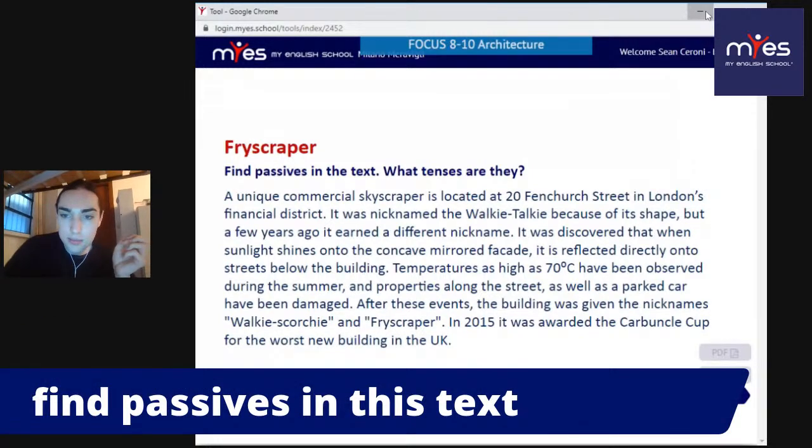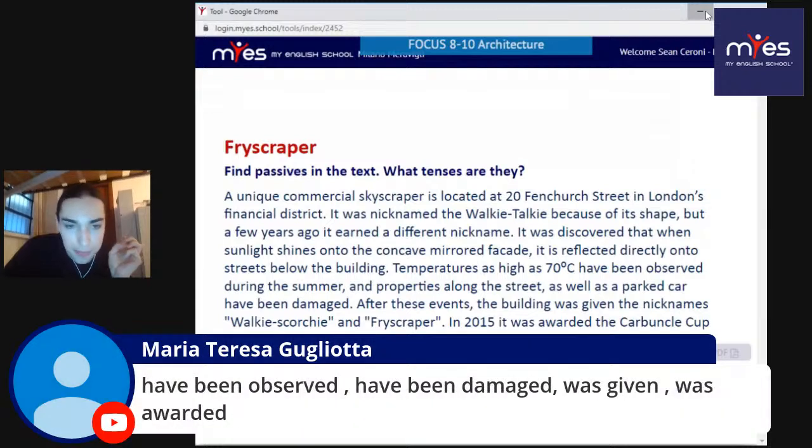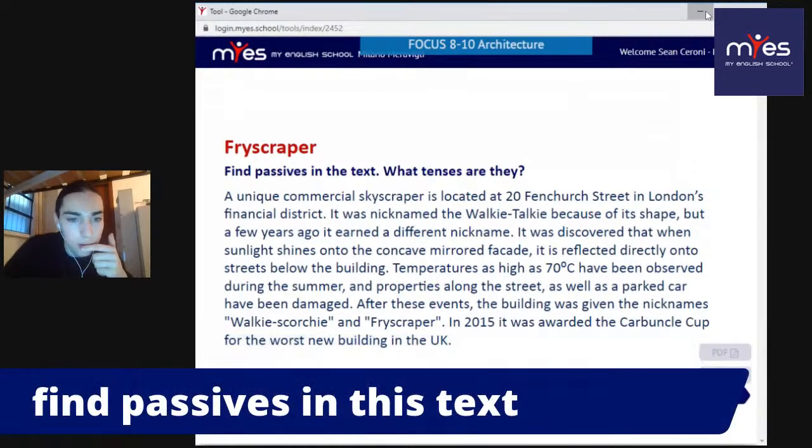So Mary has been finding the passives, excellent work. Is located, wonderful; was nicknamed, excellent; was discovered, yes; is reflected, excellent; has been observed, have been damaged, was given, was awarded. Really great work. I think that's absolutely all of them.